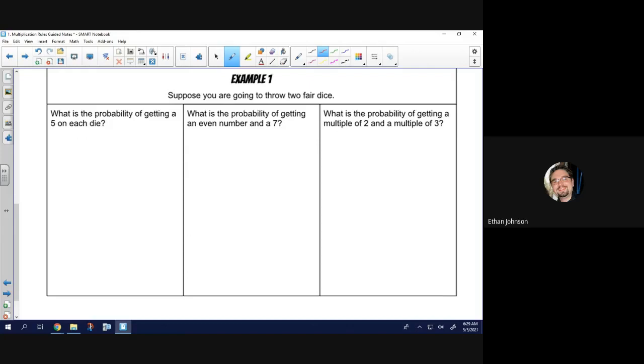So the probability of getting a 5 on the first die, well, there's 1 five out of 6 options, times, well, for the second die, same thing. There's, on the second die, 1 five out of 6 options. Now to multiply fractions, we multiply across. So top times top, bottom times bottom. So 1 times 1 gets us 1. 6 times 6 gets us 36.